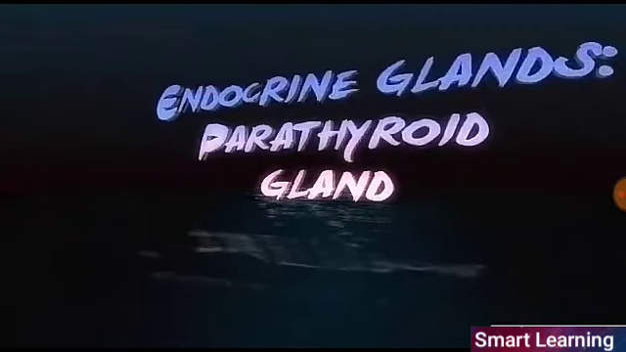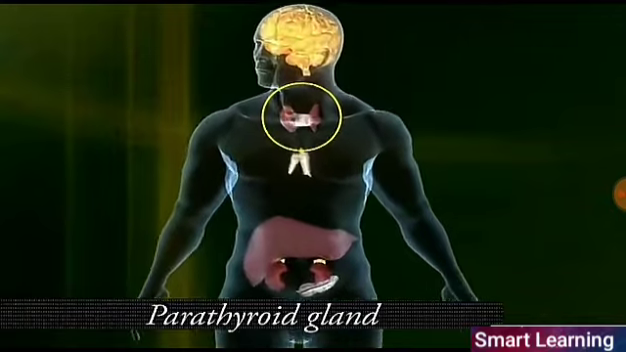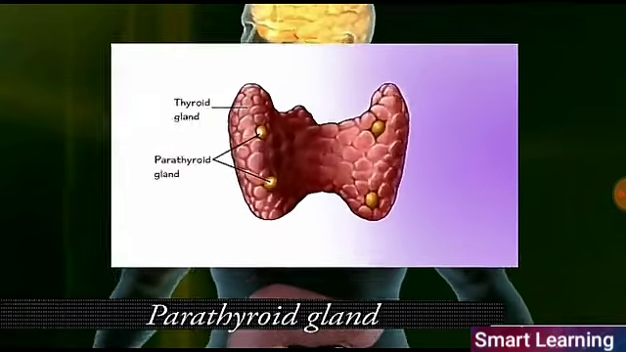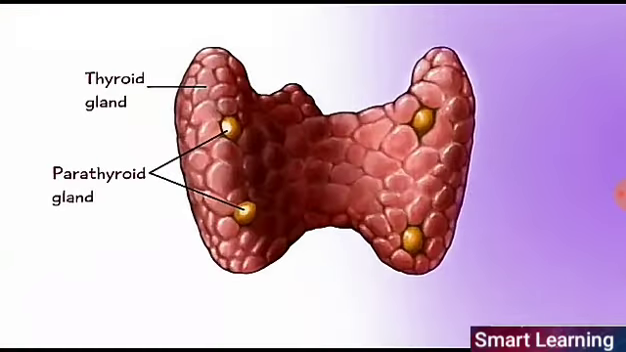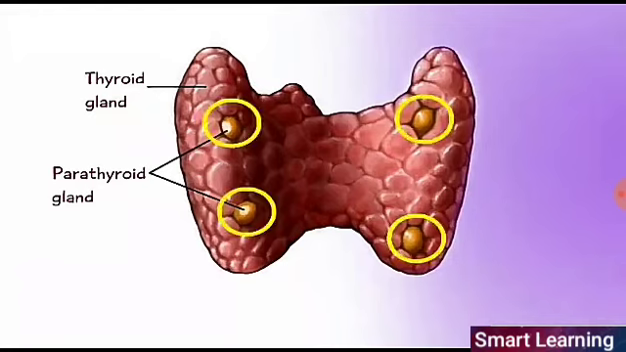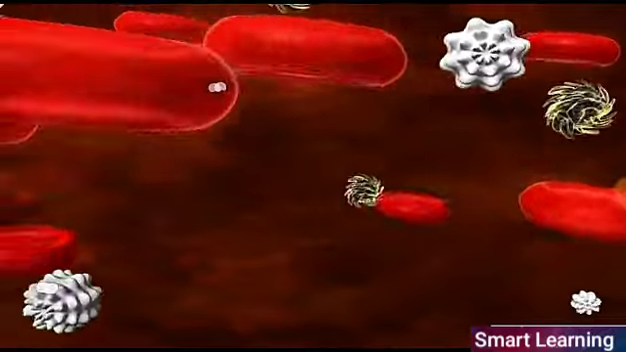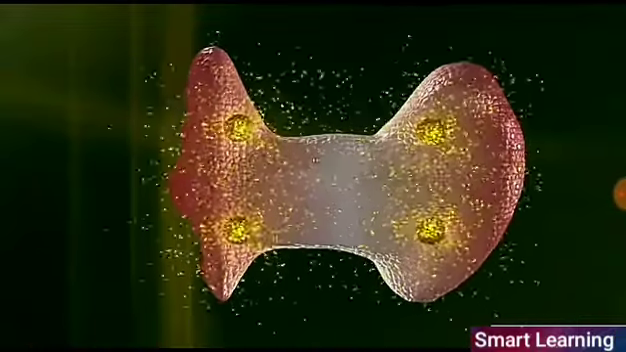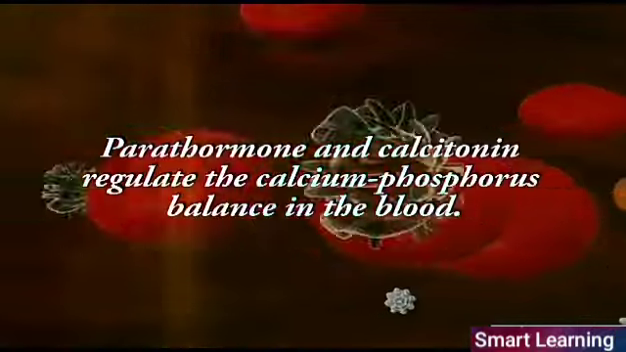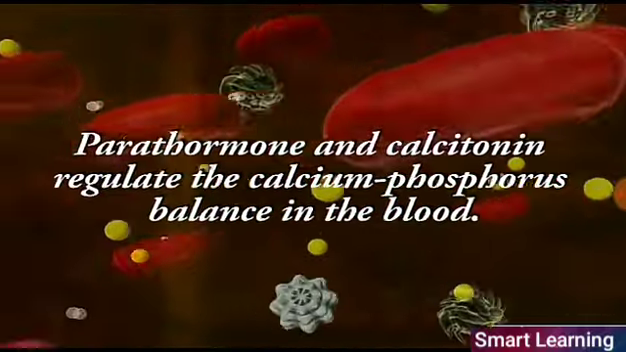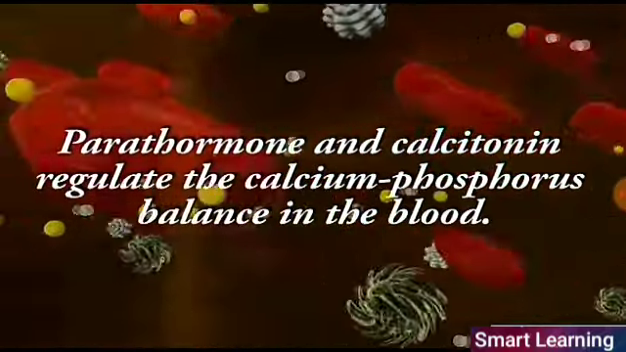Parathyroid gland. These are 4 small, flat, oval glands situated on the posterior surface of the thyroid gland, 2 in each lobe of thyroid. They secrete parathormone, PTH. When the blood calcium level is below normal, then parathormone is released. Parathormone and calcitonin regulate the calcium-phosphorus balance in the blood.